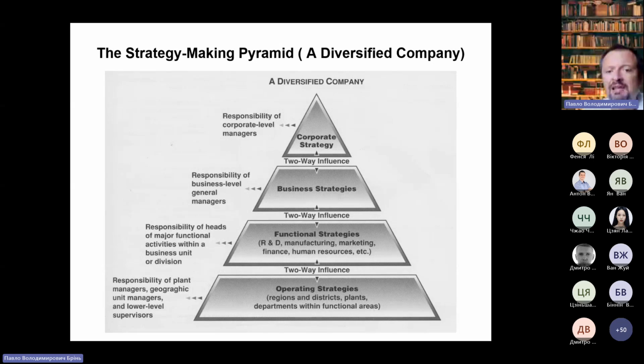And the last level of strategy is operating strategies. Operating strategies are the strategies for some departments, some parts of the companies, maybe shops, maybe some regional departments. For example, our Department of Management has its own operating strategy within our university.